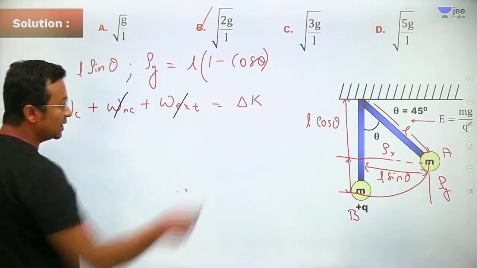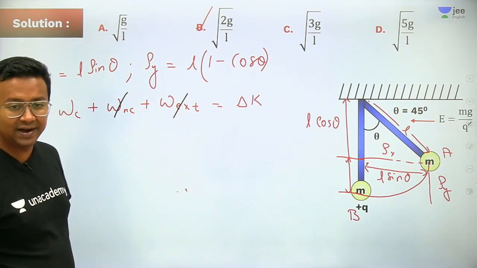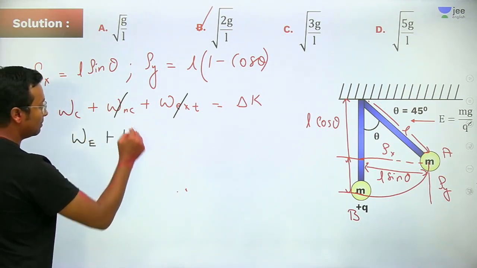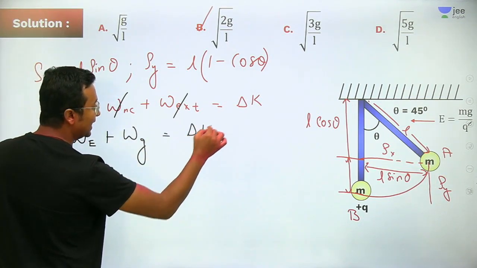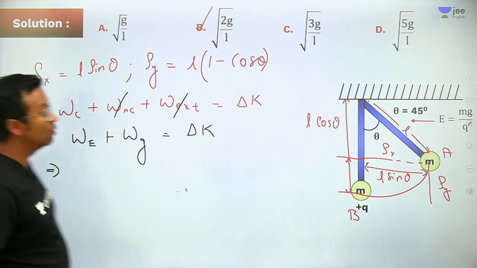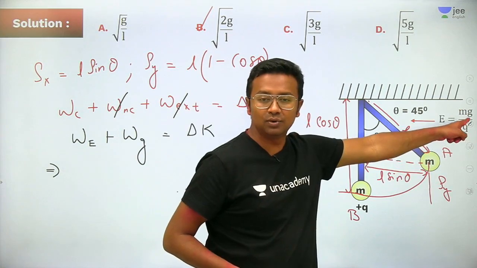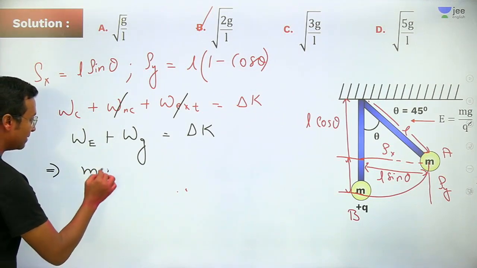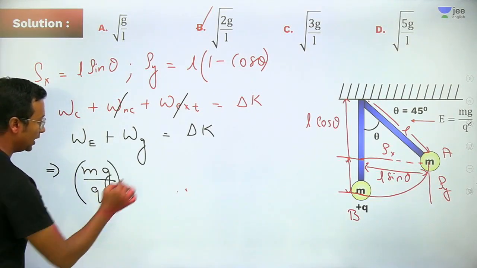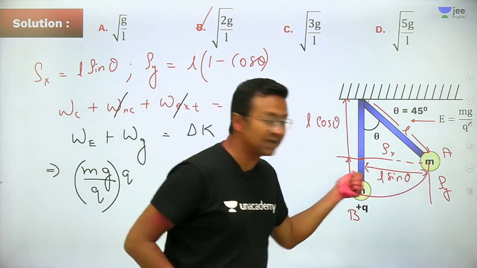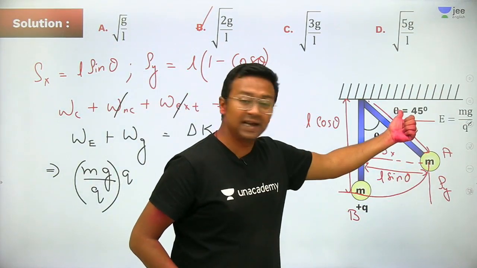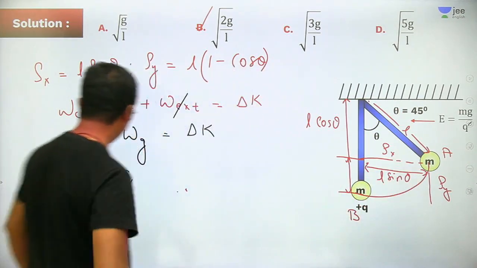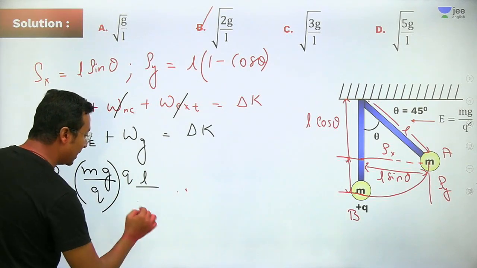All right, so what will be the work done by the electrostatic force? Now we will try to find that out first. Work done by conservative forces will be work done by electrostatic plus work done by gravity, that will be equal to change in the kinetic energy. Work done by electrostatic will be equal to mg by q, multiplied by q, that will be the net force. So I can write this as mg by q into q, and what is the distance moved in this direction? L sin theta. Theta is 45 degrees, sin 45 degrees is 1 by root 2. So the distance moved is L divided by root 2.